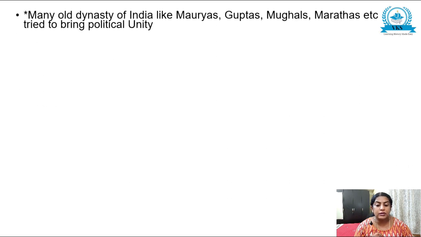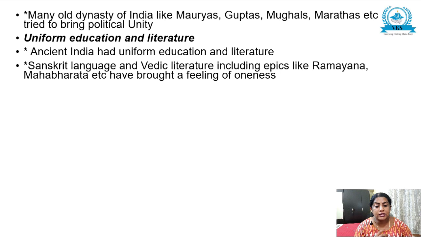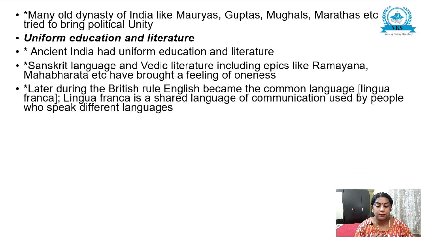Many old dynasties of India, like the Mauryas, Guptas, Mughals, Marathas, etc., have tried to bring political unity. Now, uniform education and literature. Ancient India has uniform education and literature, and Sanskrit language and Vedic literature, including epics like Ramayana, Mahabharata, etc., have brought a feeling of oneness among the people.